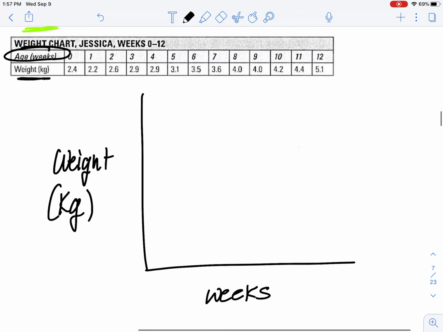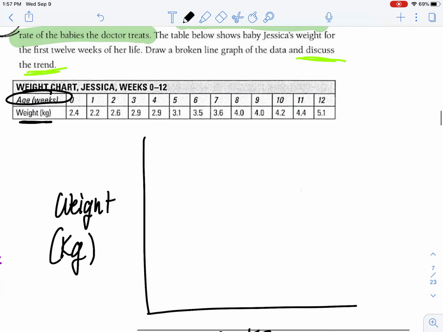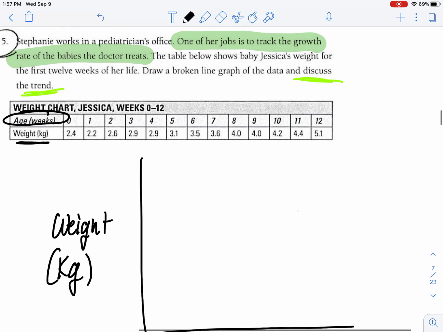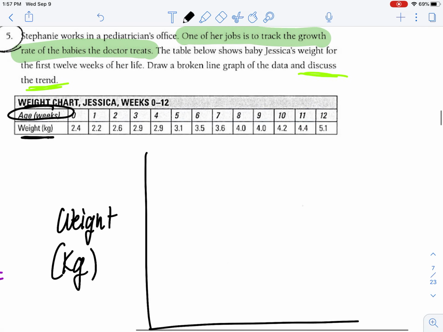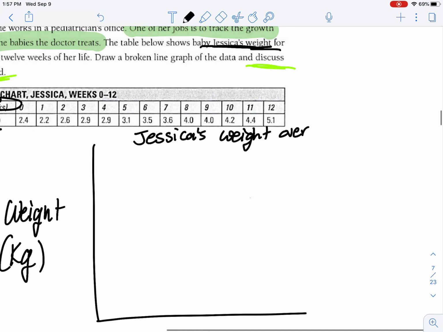Now I have my two titles, but remember, I need a title for my entire graph. So what am I going to title this graph? Well, this graph is baby Jessica's weight for 12 weeks of her life. So I'm going to write that: Jessica's weight over 12 weeks.